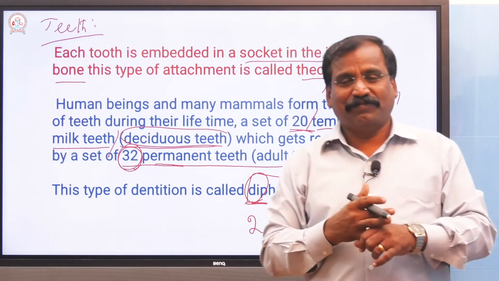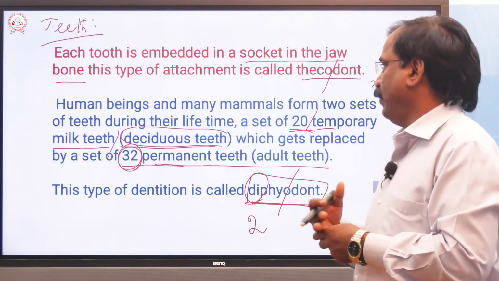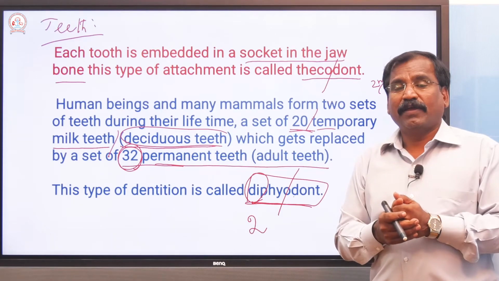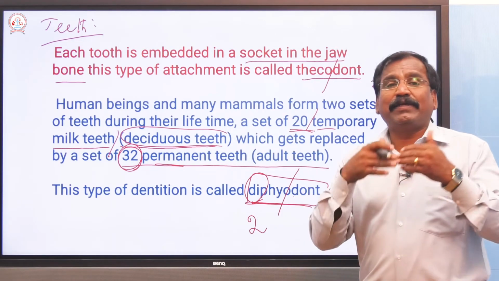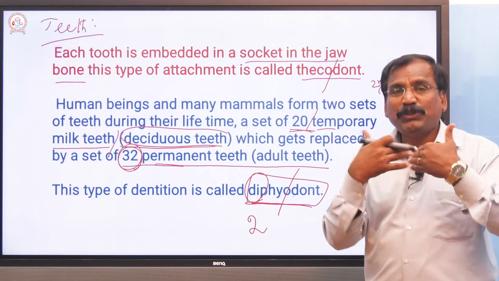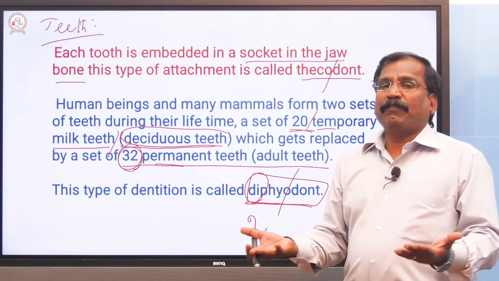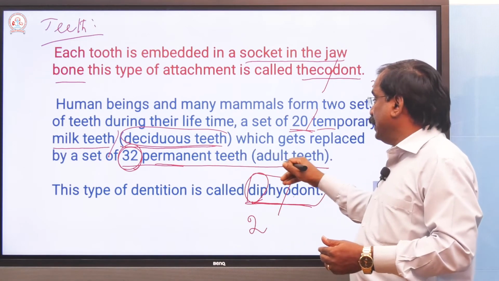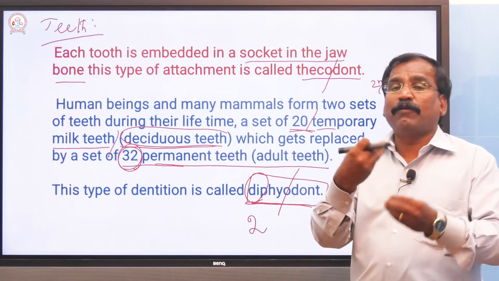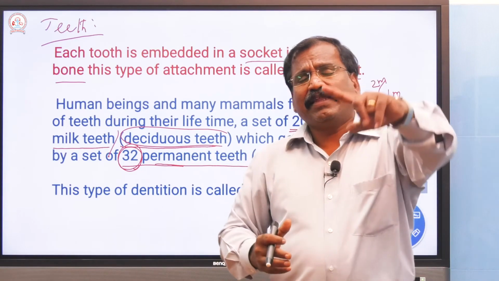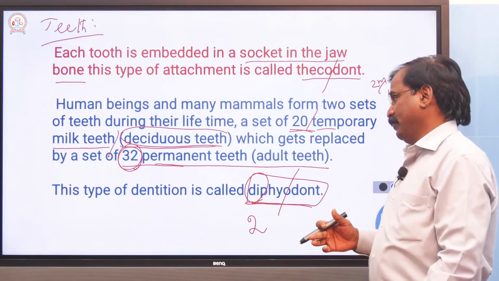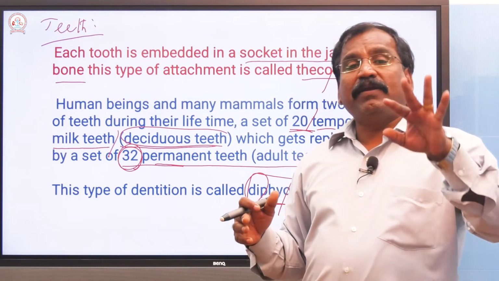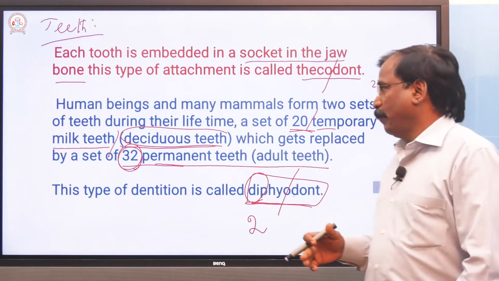Maybe a hard question, higher order of thinking. Give the reason why it is called deciduous teeth. Because the milk teeth or temporary teeth are shed, and in that place the permanent teeth or adult teeth will grow. So the milk teeth are called deciduous teeth. The milk teeth are 20 in number, permanent teeth 32 in number.